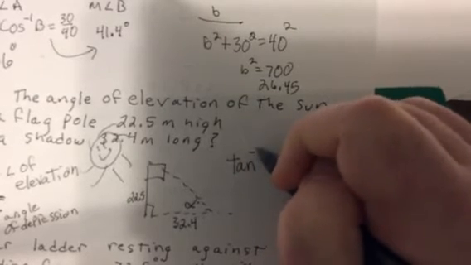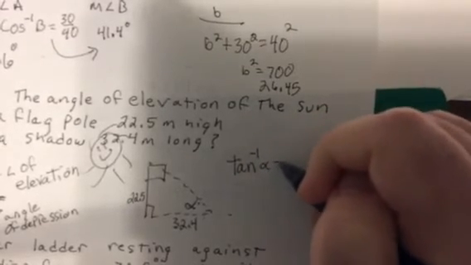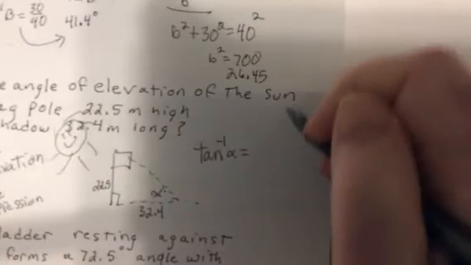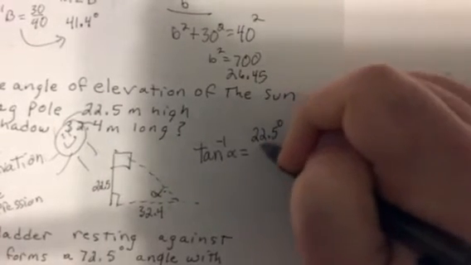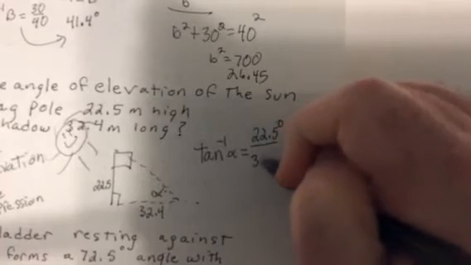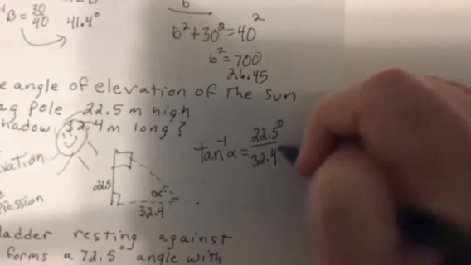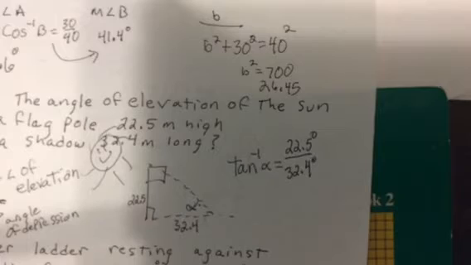So I'm looking for an angle, and I don't know why I called it alpha. That's a Greek letter. Opposite 22.5 over 32.4. I don't know why, but one of their favorite problems in trig is the flagpole. That and the ladder, which we're going to do next.